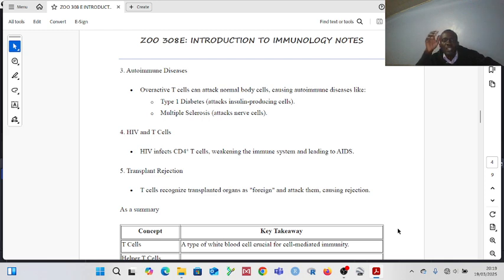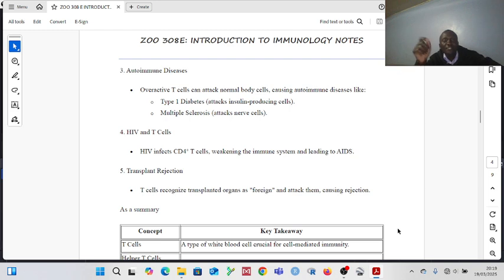Okay. The fourth importance is the interaction between HIV, a virus, and these T cells. So the CD4 T cells are the ones which are infected by HIV. So HIV targets the CD4 T cells. And once it targets them, it now ends up weakening the body immune system.